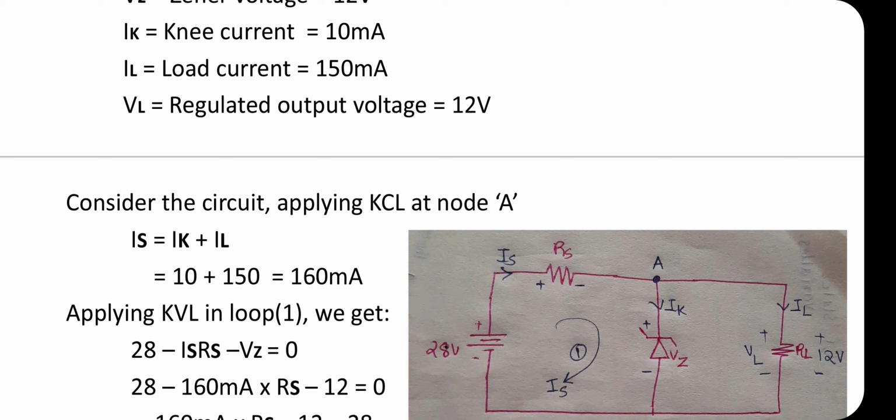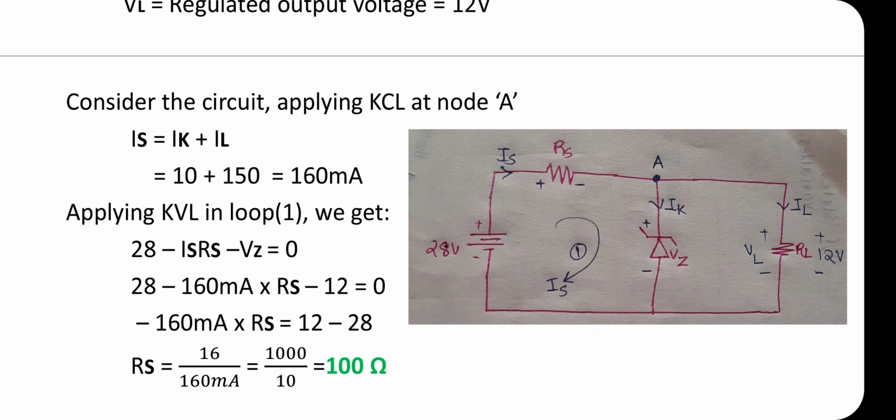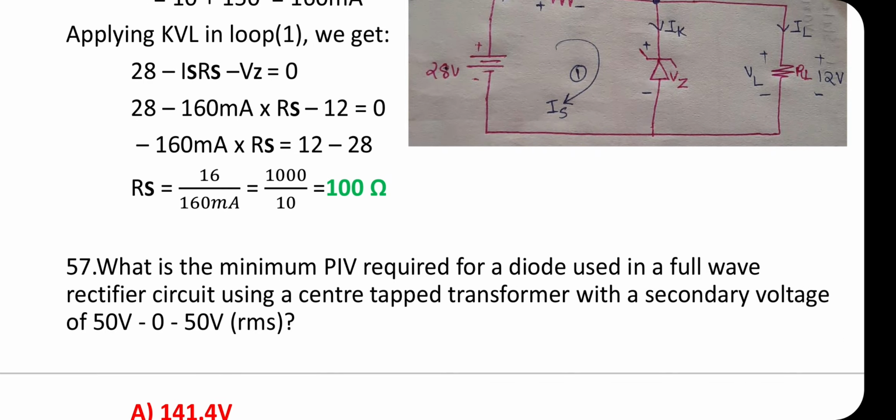Consider the circuit and apply KCL at node A. IS equal to IK plus IL, which will get 160 milliampere. Applying KVL in loop 1, we get 28 minus IS RS minus VZ equal to 0. After rearranging, we will get RS equal to 100 ohm. The maximum value of RS in the circuit will be 100 ohm.